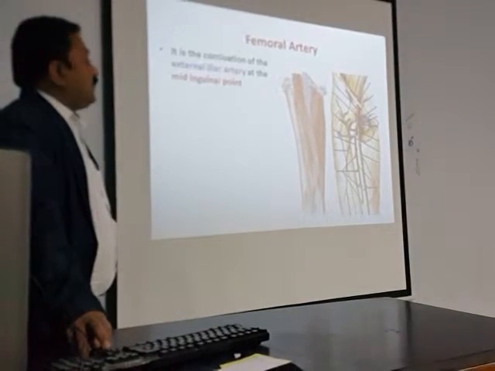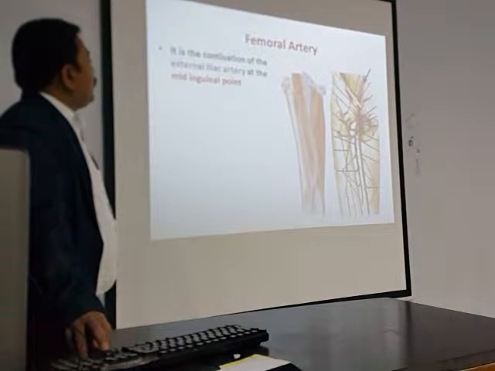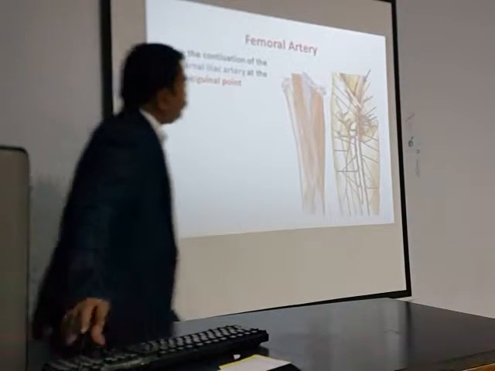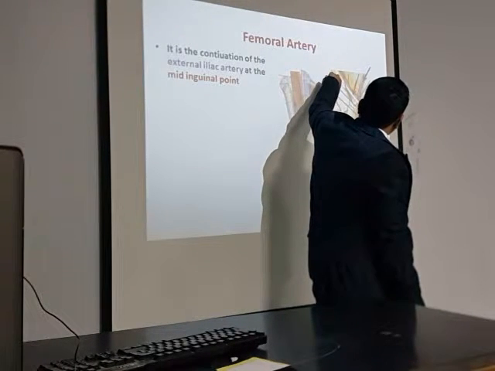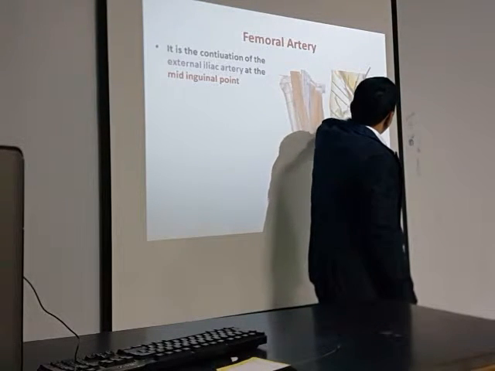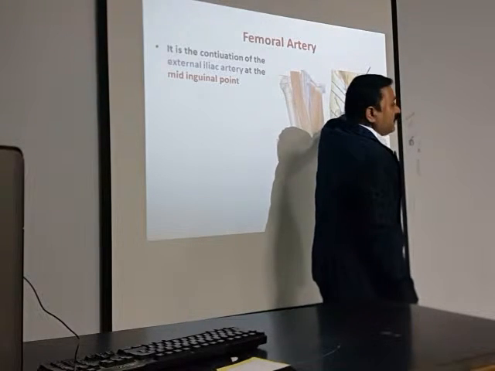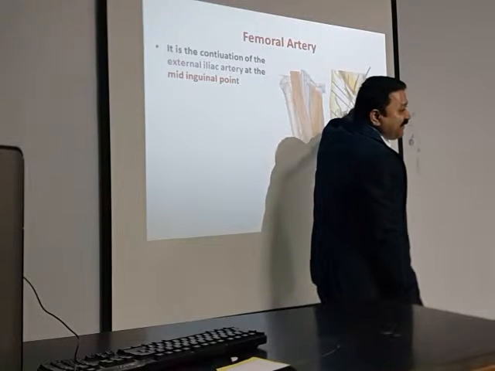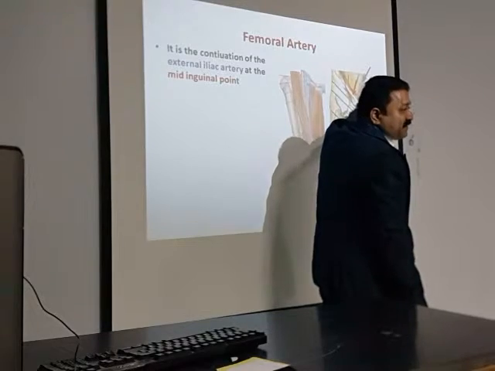Next is the femoral artery. It is a continuation of the external iliac artery at the mid-inguinal point. So what is this? The anterior superior iliac spine, isn't it? And this is the pubic tubercle. And here, what is this? The inguinal ligament. So at the mid-inguinal point, it begins.